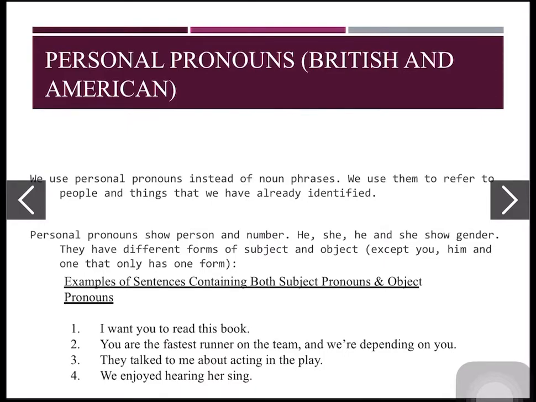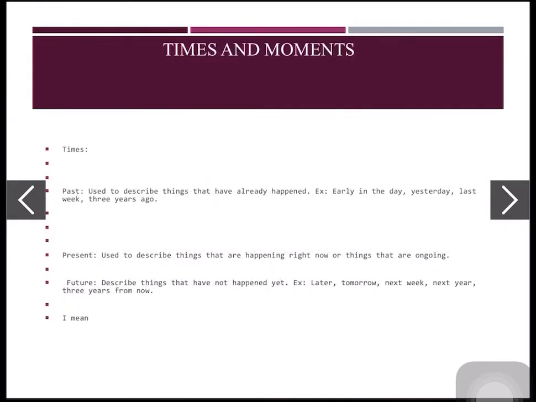Examples of sentences containing both subject pronouns and object pronouns. I want you to read this book. You are the fastest runner on the team, and we are depending on you. They talked to me about acting in the play, and we enjoyed hearing her sing.